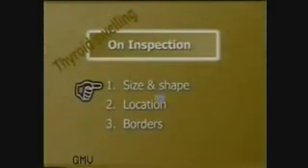First, note the size and shape of the swelling and its situation, whether it is on one side of the midline, in the midline, or whether it extends on both the sides. Measure the exact size in centimeters using a measuring tape.